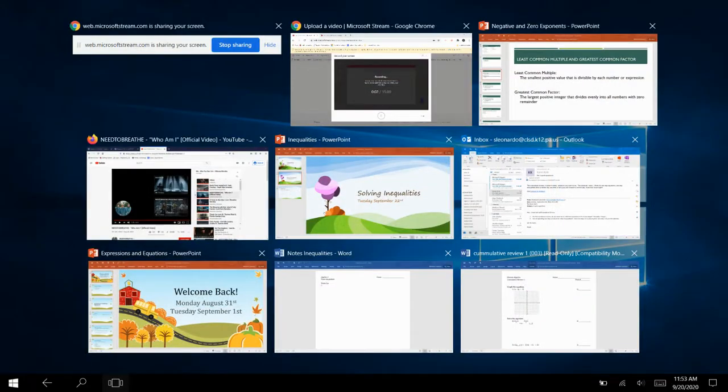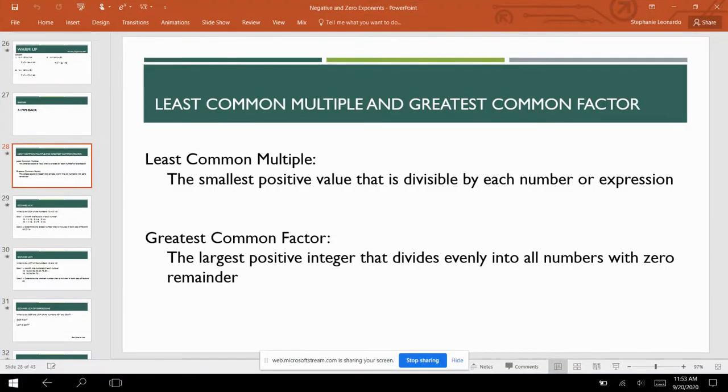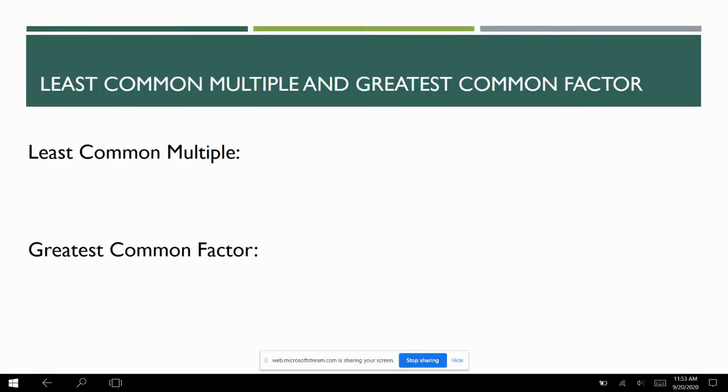Hi everyone, in this video we are going to be talking about finding the least common multiple and the greatest common factor. We are going to be talking about this in terms of just numerical values and what that looks like when we start using exponential expressions and finding the least common multiple and greatest common factor of those.